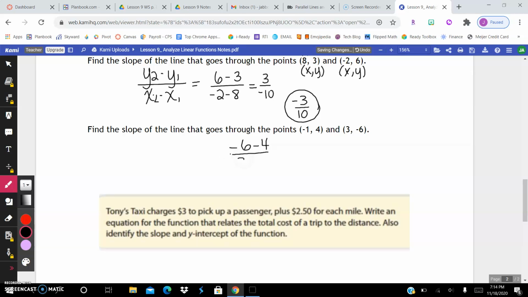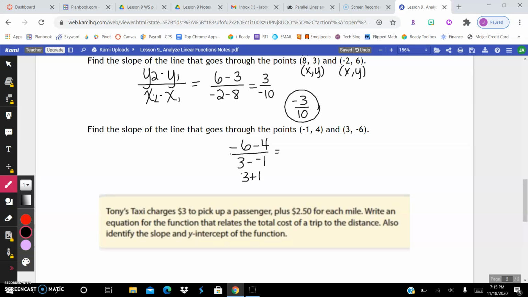And x of the second point is 3, minus x of the first point is negative 1. So what I notice right off the bat is I have minus a negative at the bottom, so that really turns into a plus. Two negatives in the middle make a plus. Minus a negative is the same thing as adding.